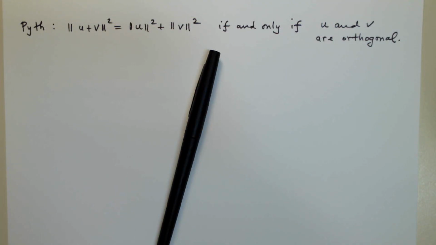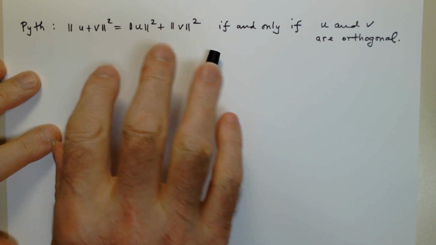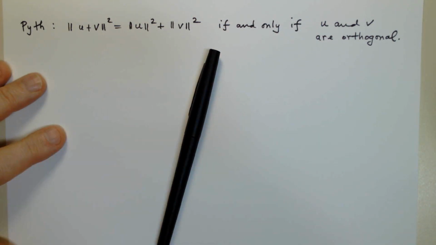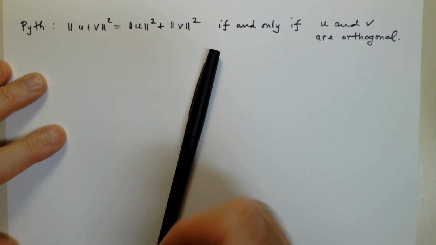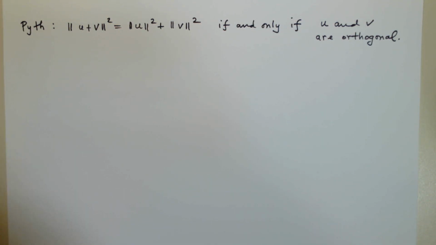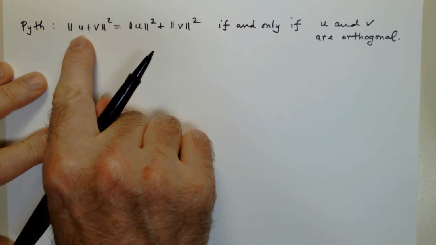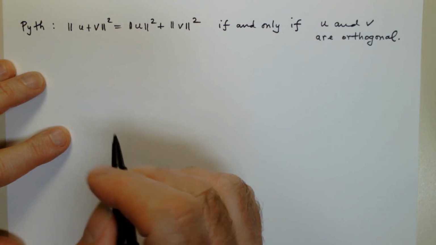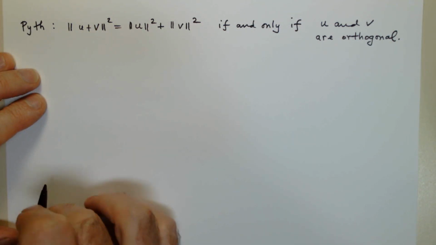Welcome back to the document camera. Now, before we get started in earnest on proving these implications, I want to do a calculation that I'm going to use in both halves of the proof. And we're going to start by working out the length of u plus v squared. Now remember, I'm going to do a little calculation down here.